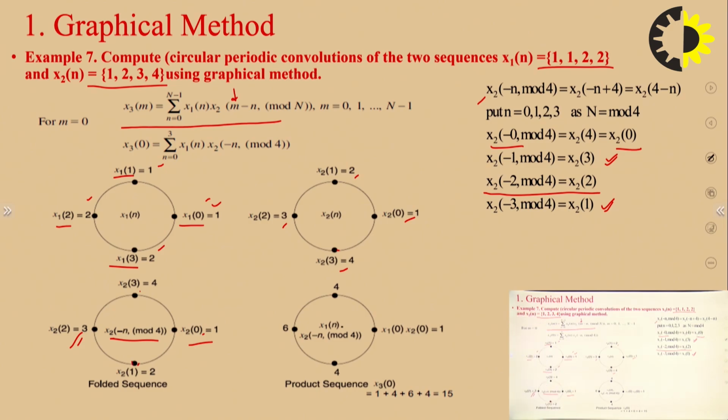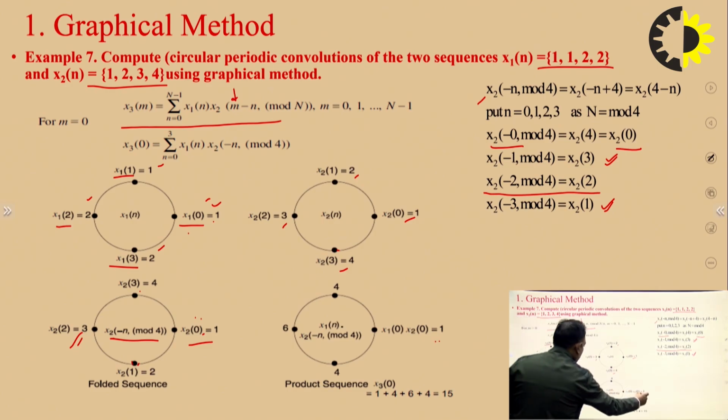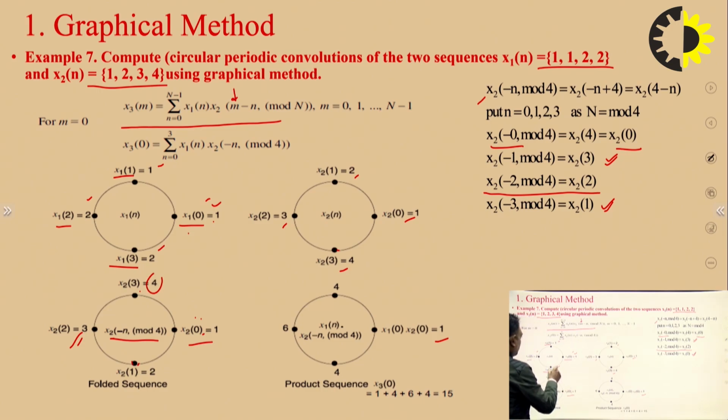Okay, so the next step is to multiply these values and add them up. We multiply x1(0) with x2(0), according to this folded sequence, 1 into 1, so this value becomes 1. You can see 4 into 1, so this value becomes 4. 2 into 3, so this value becomes 6. 2 into 2, so this value becomes 4.